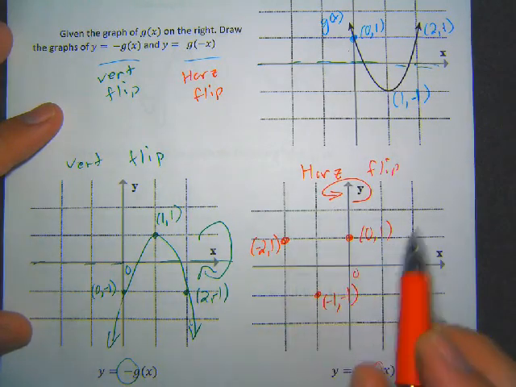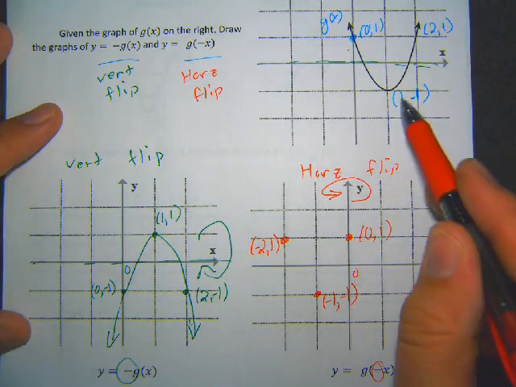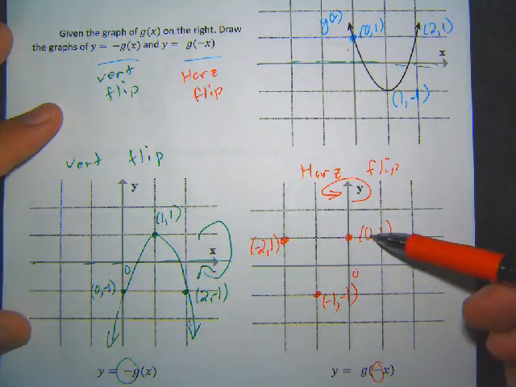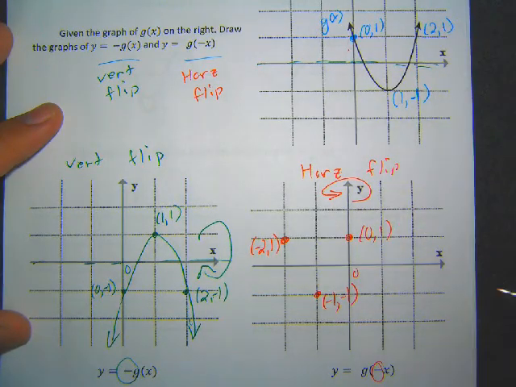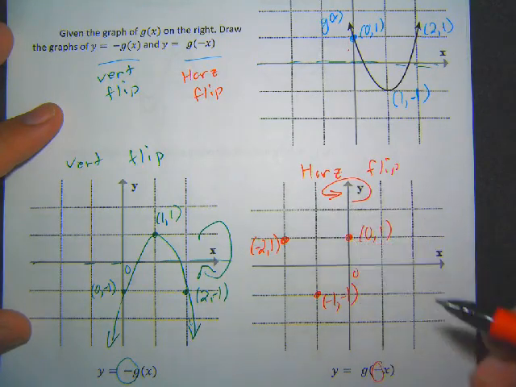This time, you notice that it's the x values that the sign changed, right? My positive 2 became a negative 2. My positive 1 became a negative 1. 0, of course, doesn't change because negative 0 is the same thing as regular 0. That's why that one didn't move at all. If you're in the middle, then your flip doesn't really do anything.